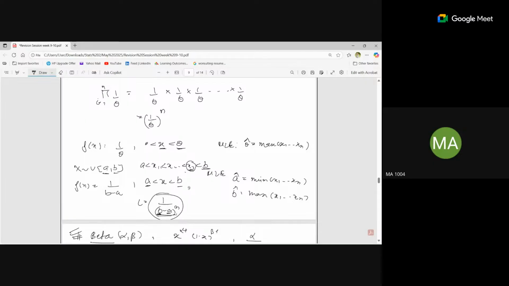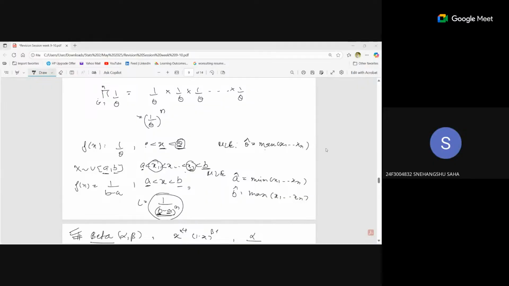Now what is my A? It should be the maximum value, right? So my larger than A is coming out to be x1. According to the sample, my x1 is the minimum value. So that's why my A would be equal to the minimum of x1 to xn. Now is it fine? Yes. So in case of A, I had 0, and in case of B, I had theta. So now I need to find out the value of theta. The estimated value of theta would be the maximum of x1 till xn, which is xn. Okay. Fine?